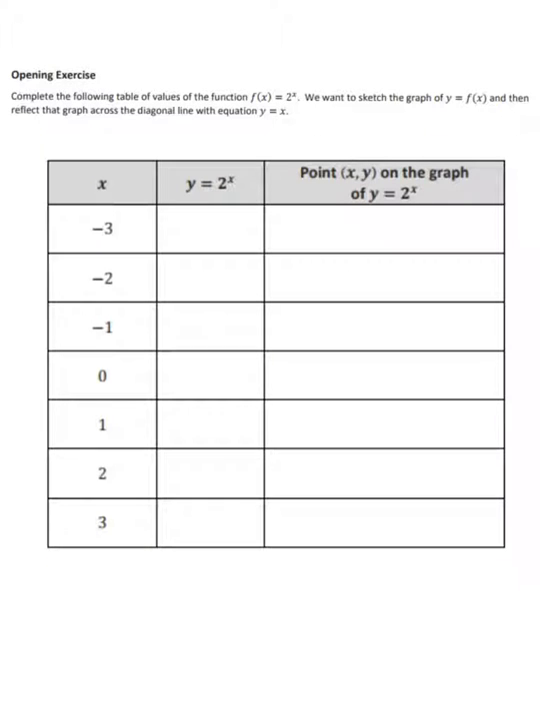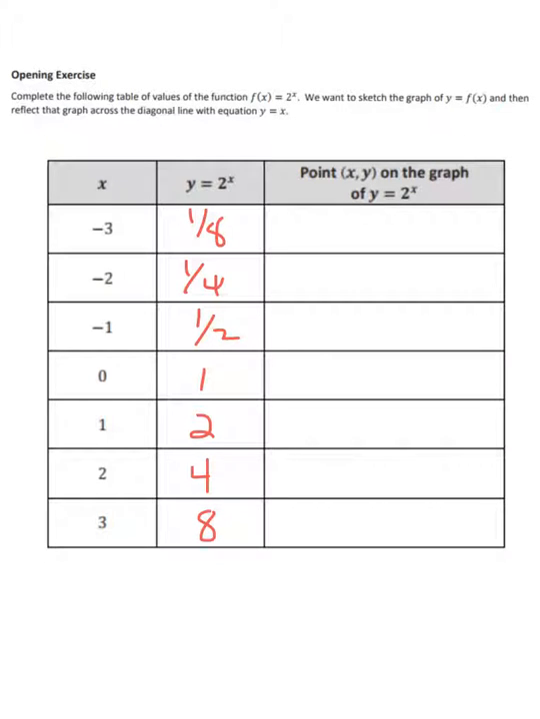You should know that 2 to the 0 power is 1, 2 to the first power is 2, 2 squared is 4, and 2 to the third is 8. Going the other way, 2 to the negative 1 would be 1 over 2 to the first, so that's 1/2. And then this is 1 over 2 squared, so that's 1/4, and this is going to be 1/8.